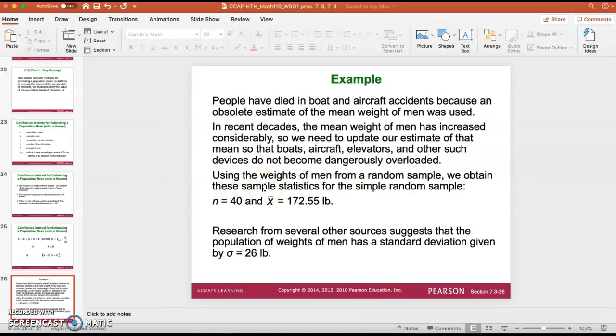Using the weights of men from a random sample, we obtain these sample statistics for the simple random sample. From 40 men, we get their mean weight was 172.55 pounds. And from there, research from several other sources suggests that the population of weights of men has a standard deviation equal to 26 pounds. So that's the population standard deviation, essentially based on past studies.